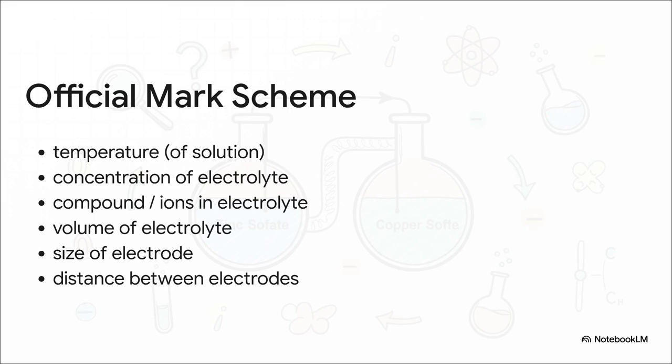So here's the list of possible answers right from the mark scheme. You only needed to give two of them. Things like the temperature or the concentration of the solution are really important because they can change how fast the reaction happens. But it's also about the physical setup, the size of the metal strips, or how far apart they are. If you change any of these, you won't know if the new voltage is because of the new metal or because you changed the setup.